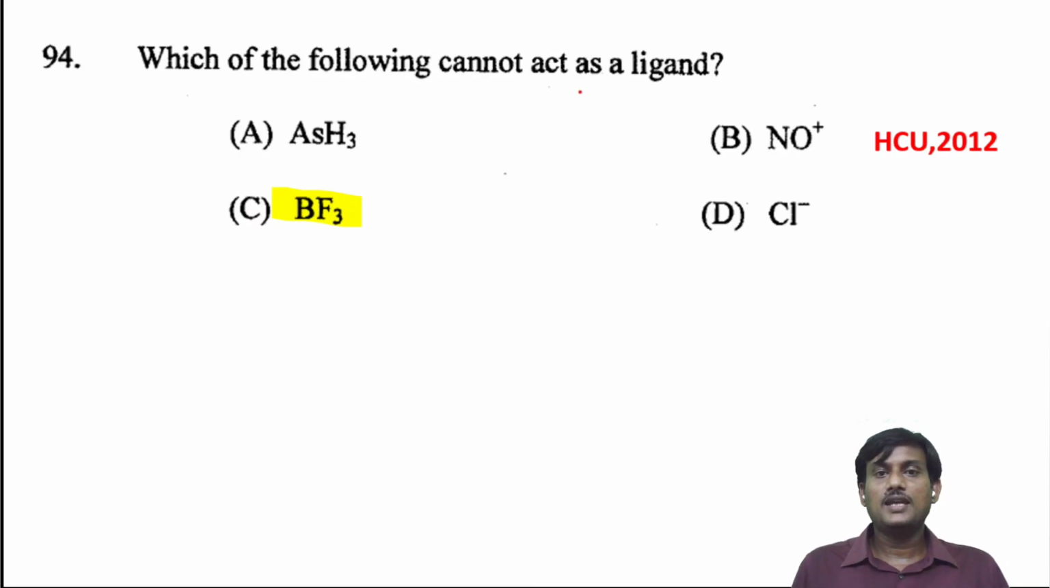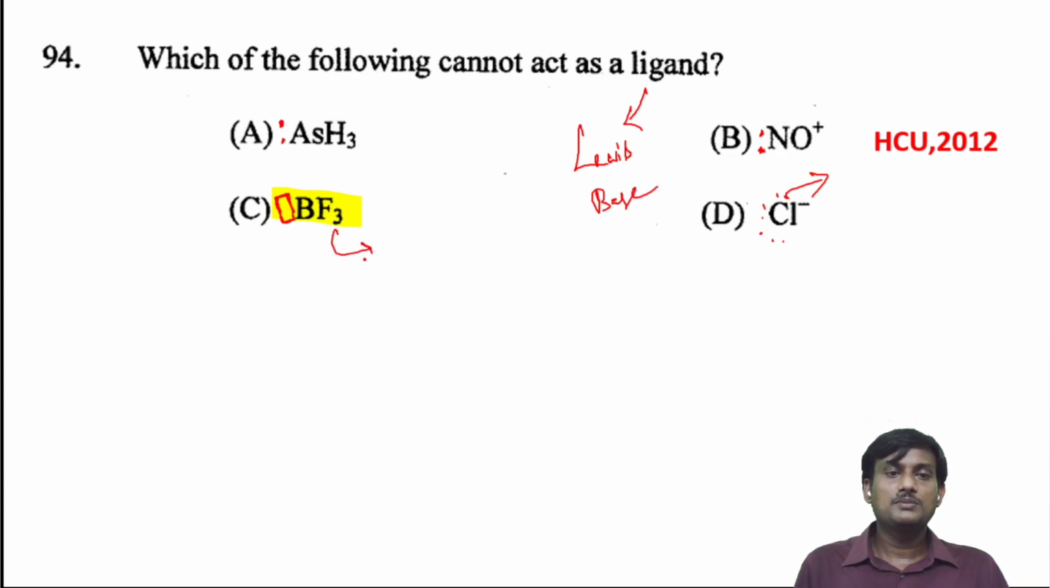Which of the following cannot act as a ligand? To act as a ligand, it should have a lone pair of electrons. Arsenic has a lone pair of electrons. NO+ also has a lone pair of electrons; it's a positively charged ligand. BF3 has an empty orbital, so it cannot act as a ligand. Cl minus has a lone pair of electrons, so it can act as a ligand. To act as a ligand, it should be a Lewis base. Since BF3 is a Lewis acid, it cannot act as a ligand.